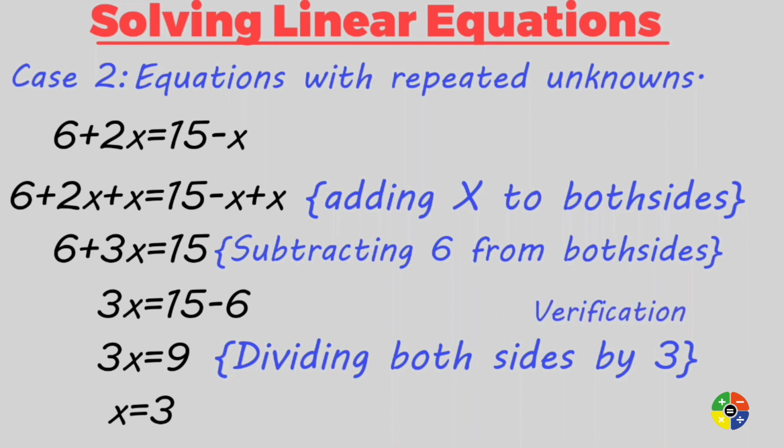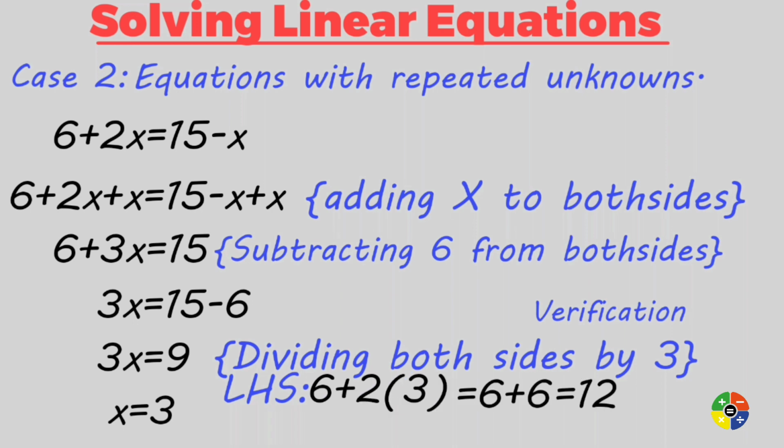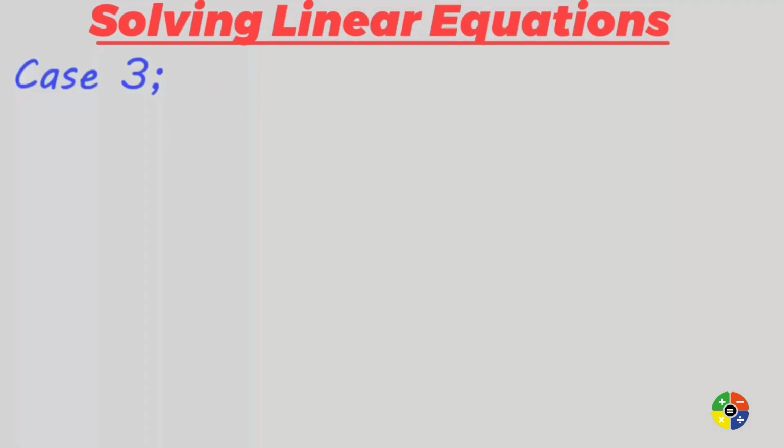We can verify this value by plugging it into the equation. We get 6 + 2 times 3, which simplifies to 6 + 6, which is 12. And for the right-hand side, we get 15 - 3, which simplifies to 12. Notice that the left-hand side is equal to the right-hand side. So this value of x is verified.